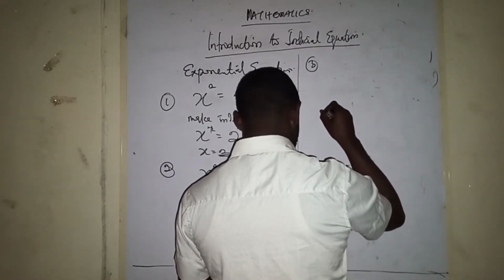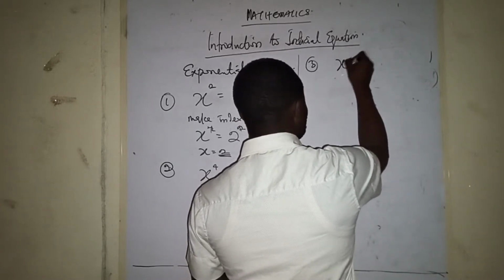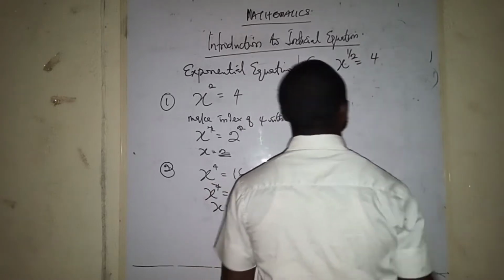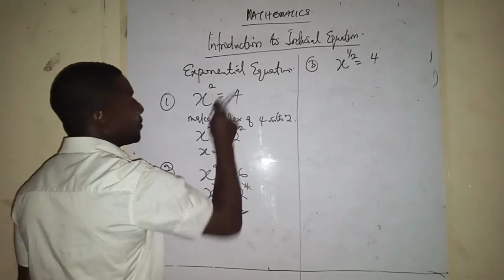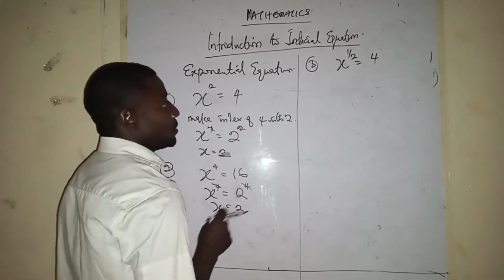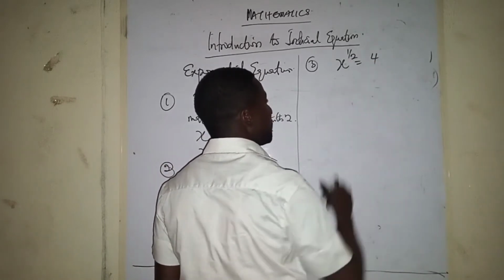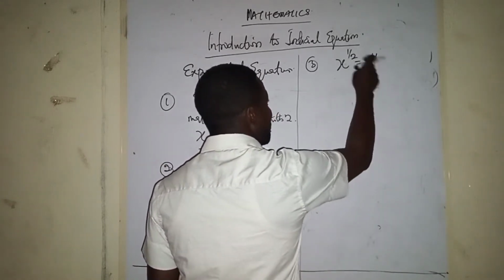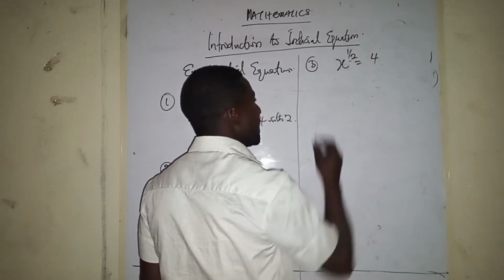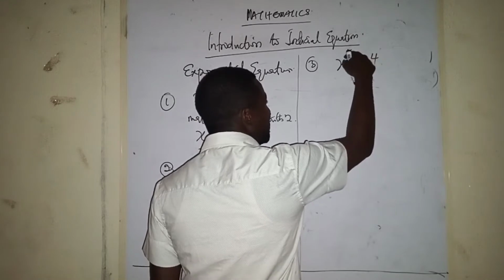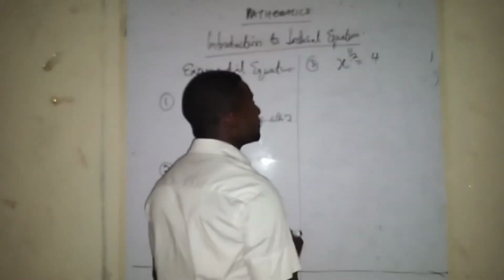Now, supposing you now have x raised to power 1 over 2 is equal to 4. Look at this one we did. This one was x raised to power 2 equals 4. What we do is simple. We cannot do what we did in that first case. Now, what we do is look for a number that, by the time this half is cancelled, it will affect the 4 here.